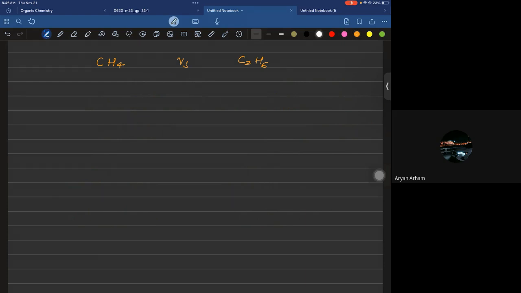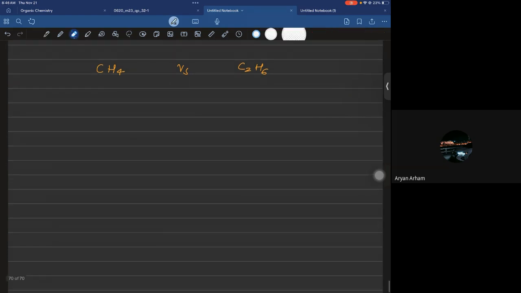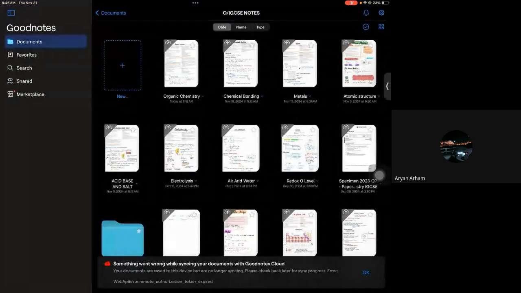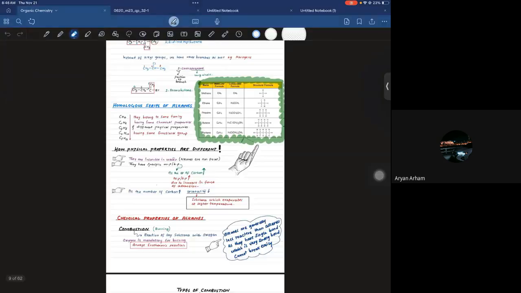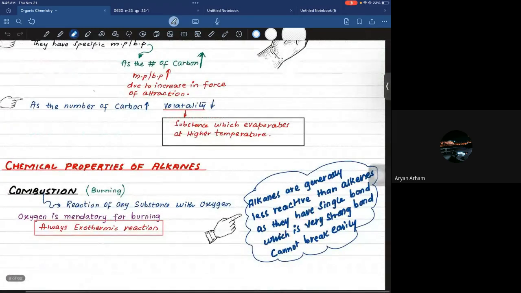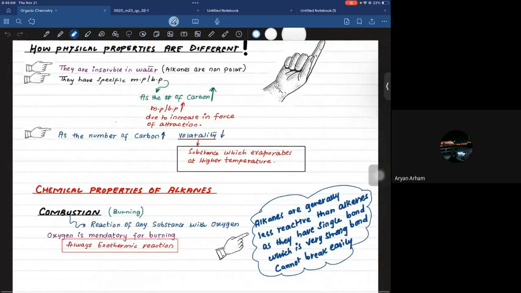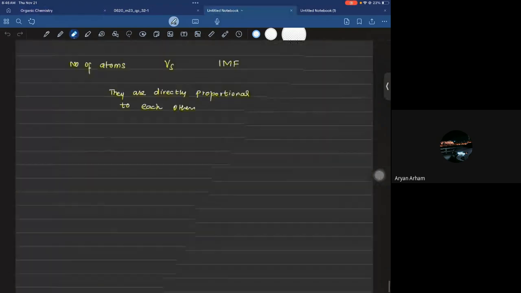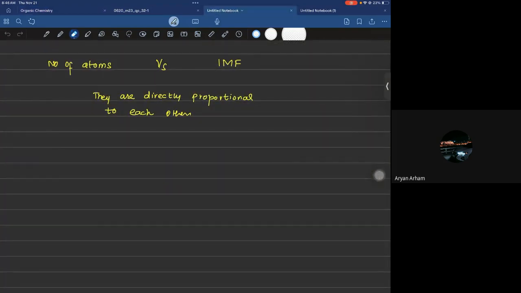Okay, so this is the relationship between the number of atoms and the intermolecular force of attraction. Now see what I have written. If you ask, sir, are alkanes liquids, solids, or gases? This is a general question. I would say they can be gases, liquids, or solids. It depends on the carbon atoms.